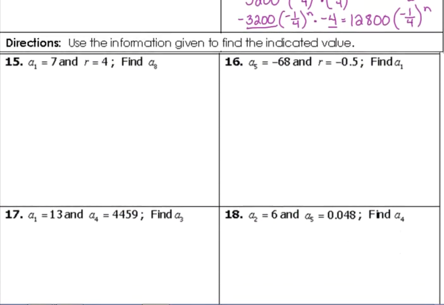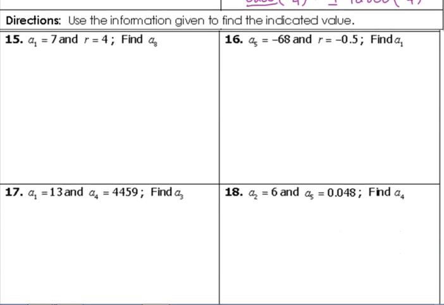All right, so let's look at example number 16. It says use the information given to find the indicated value. They give us a sub 5 is negative 68 and r is negative 0.5. We want to find a sub 1.